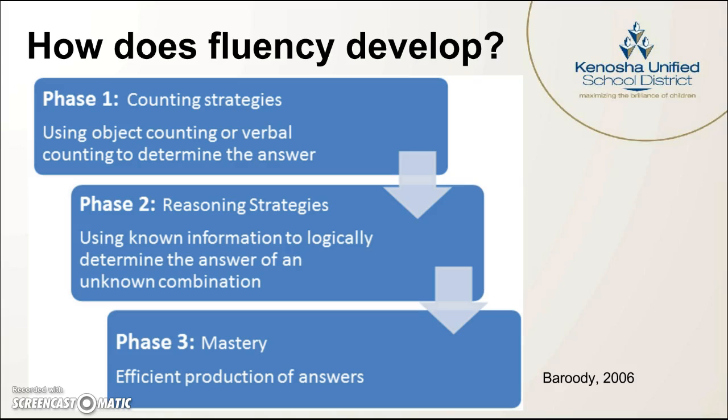The focus of classroom instruction should really be on Phase 2 and the development of reasoning strategies. If we rush students too quickly into Phase 3 by emphasizing rote memorization of facts over strategy development, students often revert to inefficient counting strategies when they encounter a fact that they cannot remember.